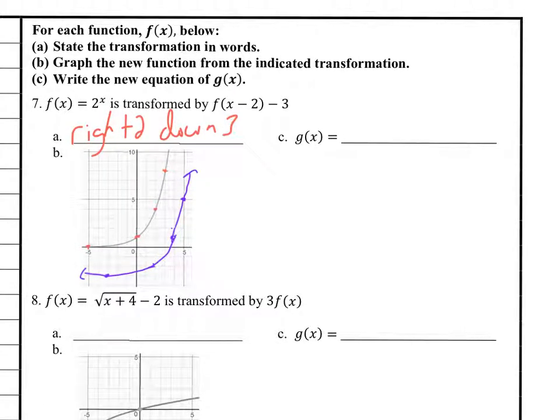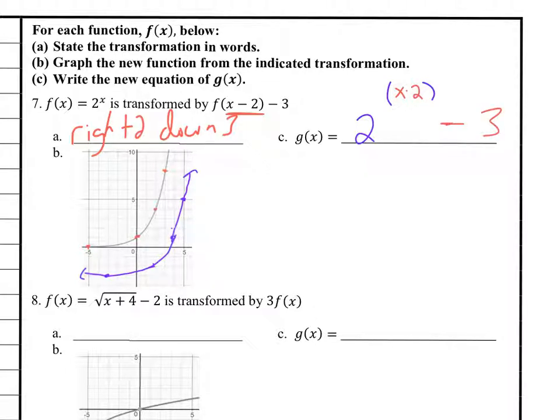So we have 2 to the power x. So it's 2 to the power of something that should be x. All right, so what am I going to put in place of that? Well, I have to replace inside the parentheses with an x minus 2. And then outside of parentheses, that's after everything, take the whole equation and subtract 3.